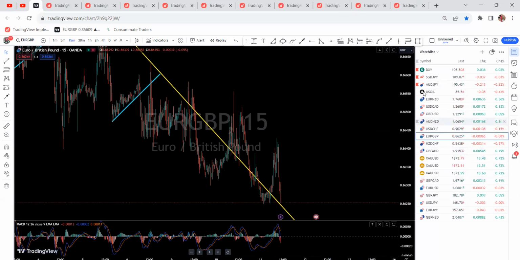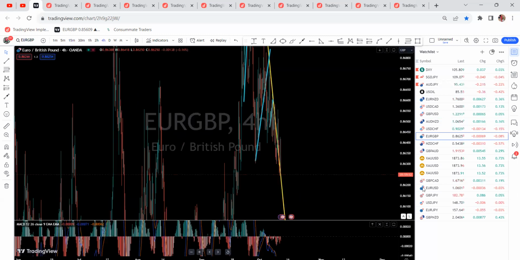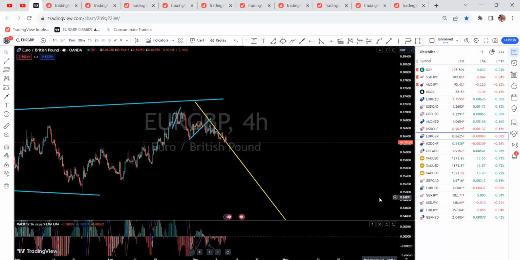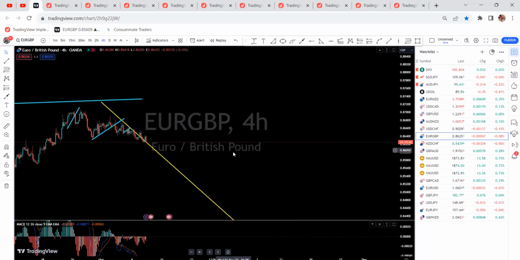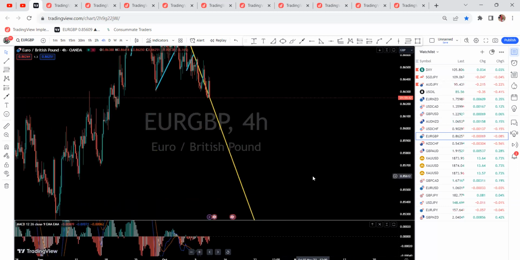So let me put it on 4 hours. Euro GBP, this is what we saw: it is down, and we're expecting another down. Obviously the last down is pushing.